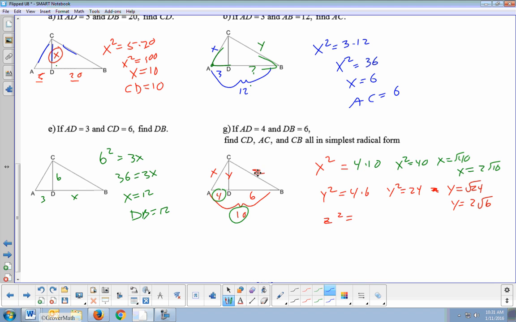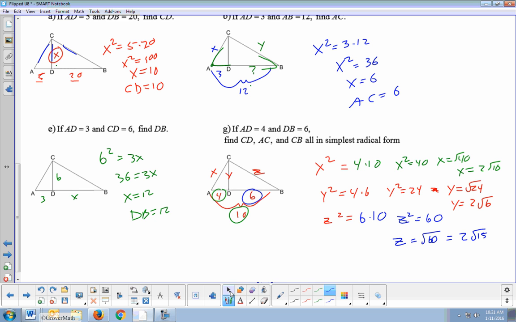And lastly, z. Z is the leg on the right, the part attached to it, and the whole thing. That's 6 times 10. Sorry, sloppy z's, I should have picked a different letter. Z squared is 6 times 10, 60. Z equals the square root of 60, and that simplifies to 2 rad 15, I believe.